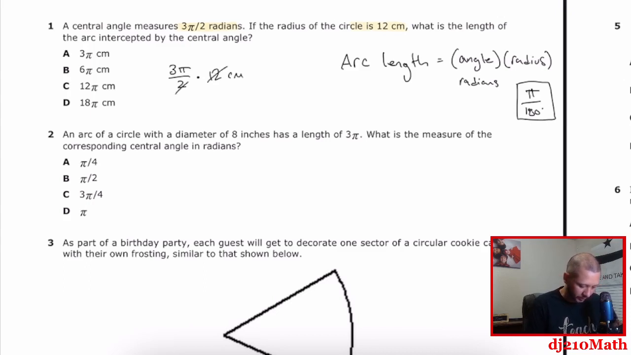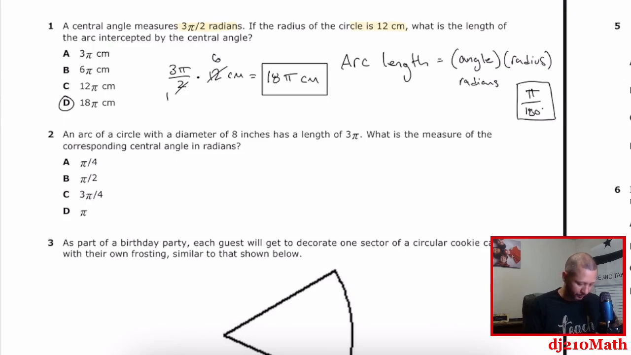Well, these are going to cancel, the 2 and the 12. 2 goes into 12 6 times. So then we multiply. Then there's just a 1 on the bottom, so I don't care about that. So multiplying straight across, 3 times 6 is 18 pi centimeters. D.